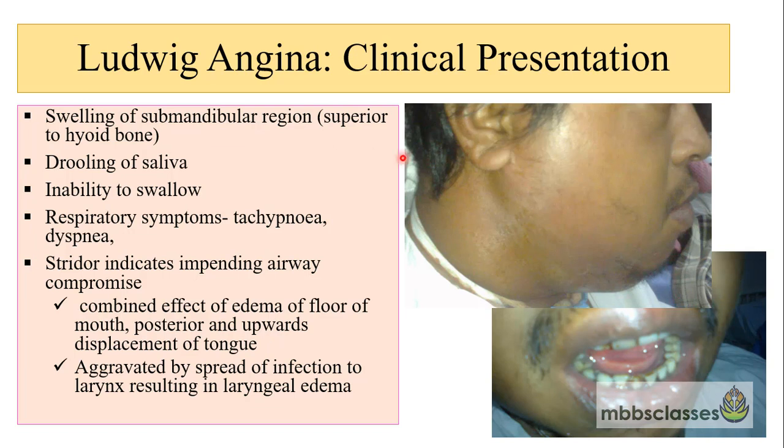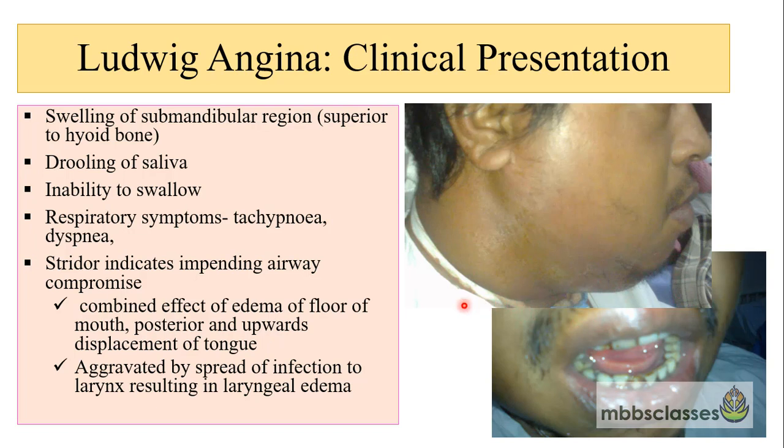Now since there is involvement of the floor of the mouth, the patient will not be able to swallow and will have drooling of saliva because they are not able to swallow their own saliva also. As you can see here, this is the floor of the mouth, and in this case we cannot see the tongue because the tongue is pushed up. Here you can see there is a tracheostomy, only a part of the picture is seen, and the patient had presented with severe stridor, and because of this, to secure the airway, the tracheostomy was done in this case.